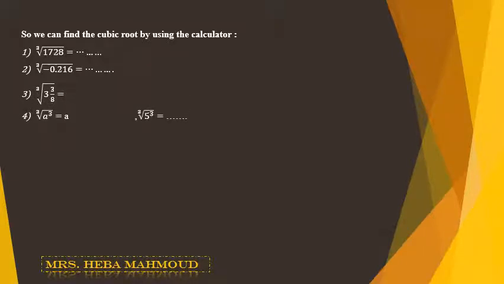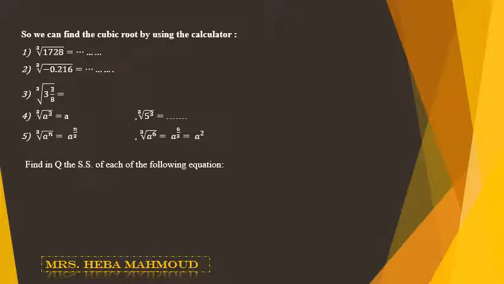Example 4, if we have the cube root of any number a to the power 3, we'll cancel the power 3 with the cube root, so it will be a. So if we have the cube root of 5 to the power 3, it will be 5. Example number 5, the cube root of a to the power n will be a to the power n divided by 3. For example, the cube root of a to the power 6 equals a to the power 6 divided by 3, which is a to the power 2.